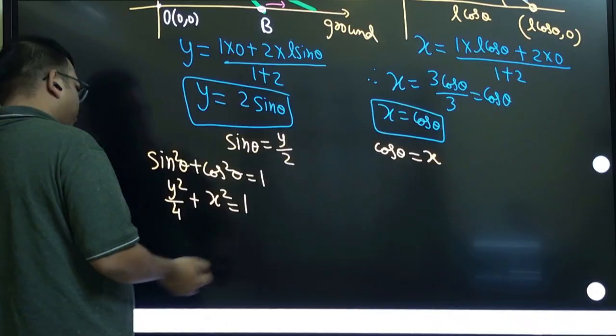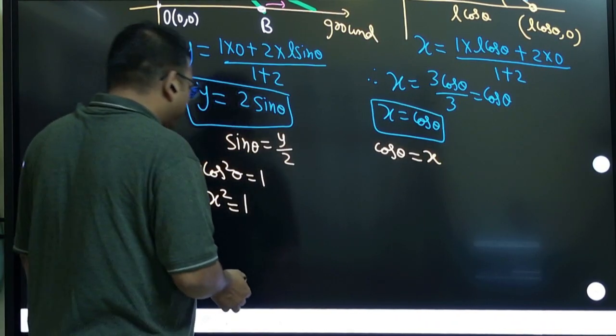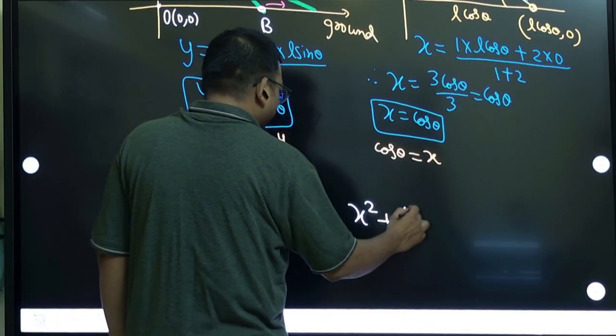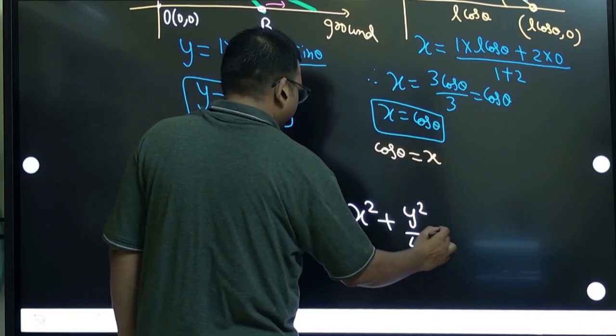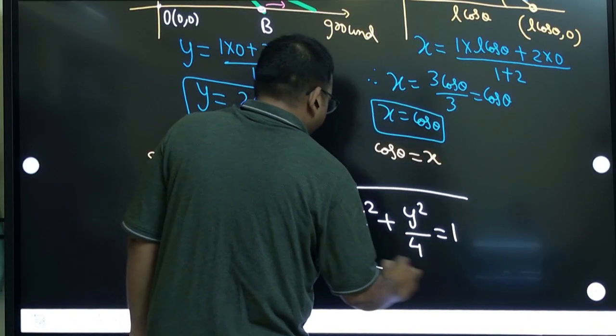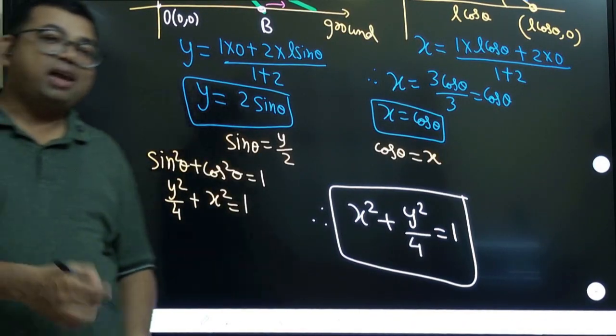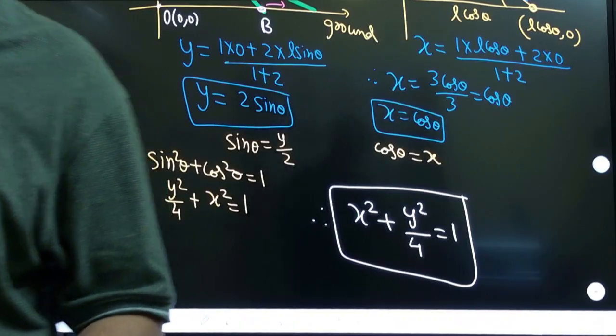Yes. So what equation does it represent? Can you now tell me what equation it is representing? x square plus y square by 4 is equal to 1. Is it a parabola? Is it a circle? Is it an ellipse? Is it a hyperbola? What is it?